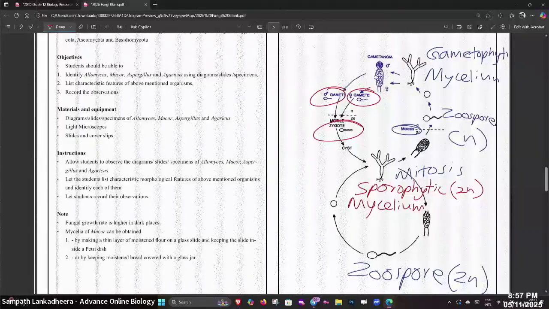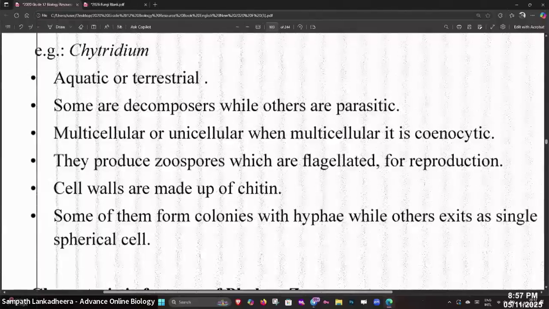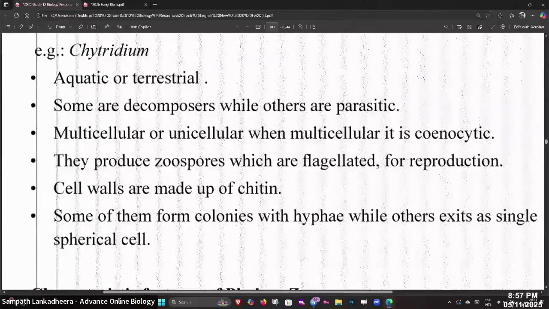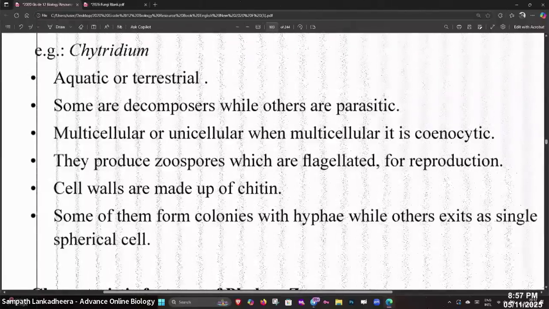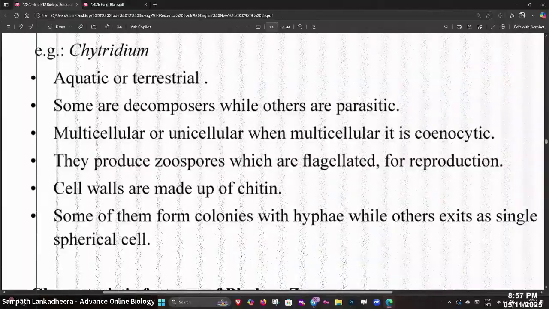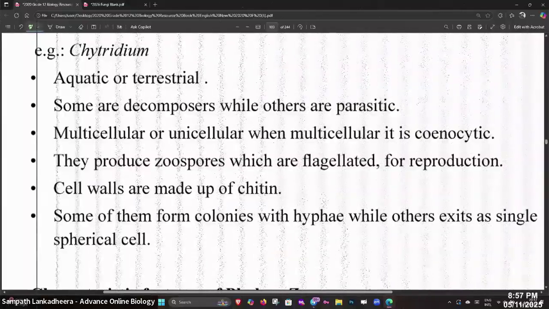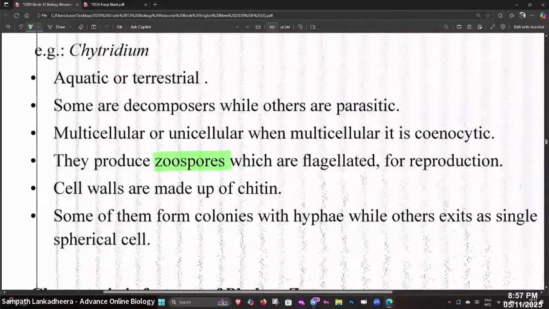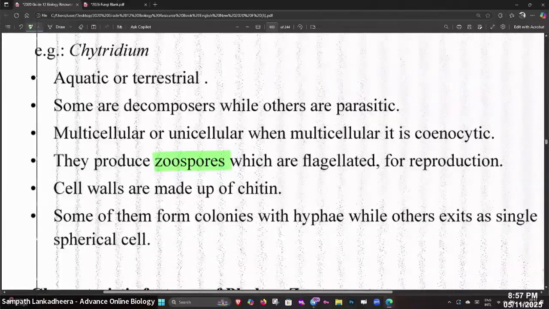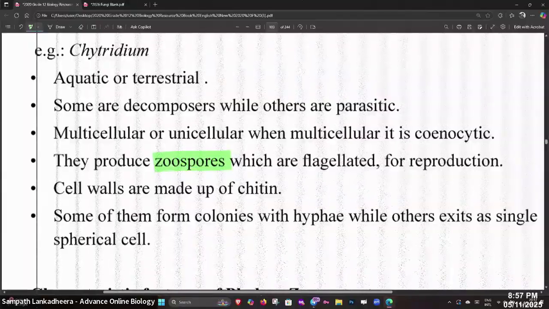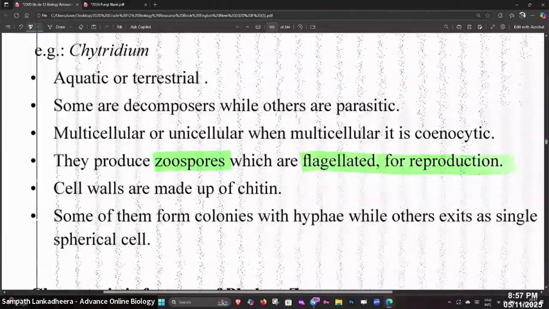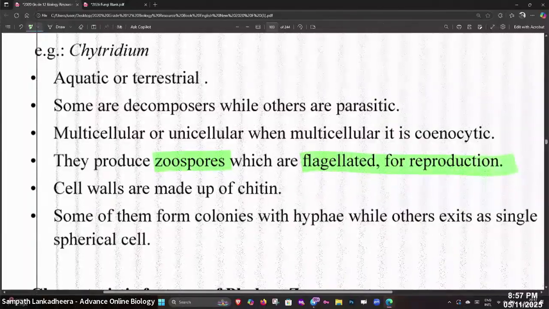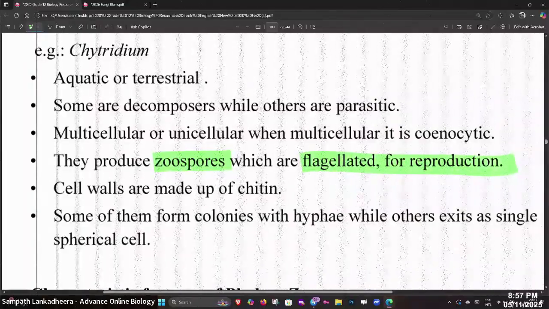I'm repeating, you don't have to remember the life cycle, but you have to understand the points mentioned here. They say that they have zoospores. My aim in teaching you the life cycle is for you to get familiar with this word zoospore, which are flagellated and are for reproduction. It can be sexual or asexual reproduction.